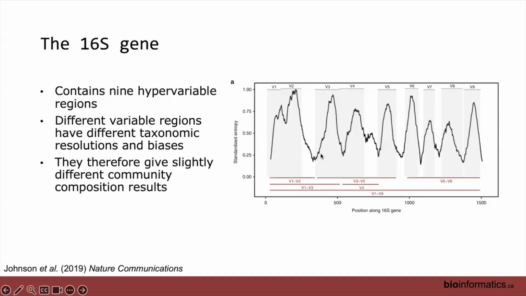And what we really want to take from this is that because we've got these highly conserved regions in between, this allows us to design primers that are relatively universal and will work for quite a lot of different taxa, but we're going to be sequencing one of these variable regions so that you can get a lot of the diversity within your communities. But because they have different amounts of variation, they will give you slightly different community composition results.